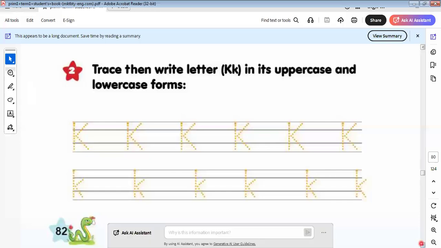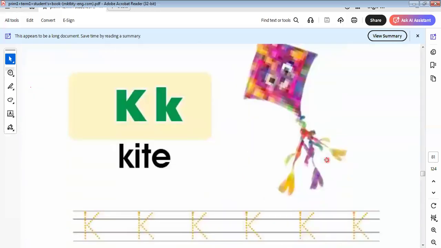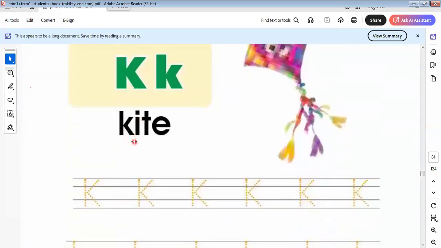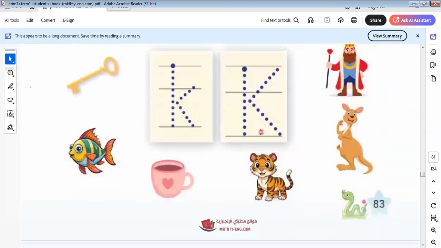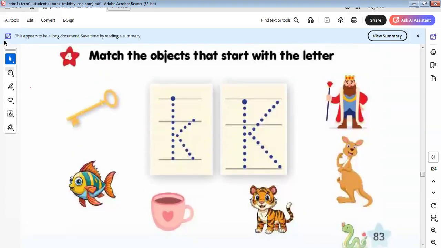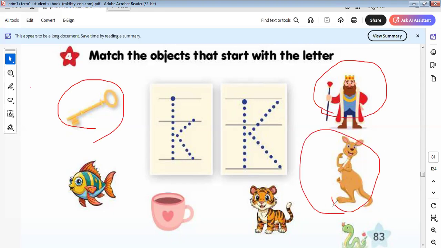Let's go to another one here. Here is kite. K for kite. There is capital K and small k. K for kite. Let's select the words related to the letter K. It will be here key. It will be here king and kangaroo. All of these are related to letter K. Does tiger start with letter K? No, it's not. Or does cup start with letter K? It's wrong. Let's go to another item here.